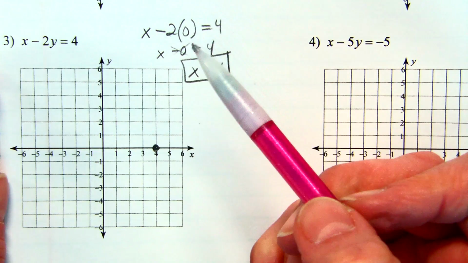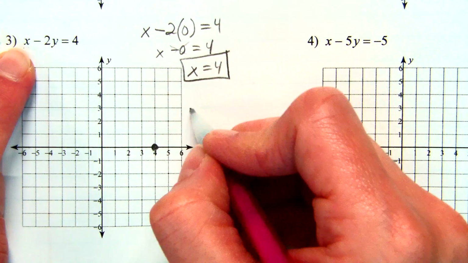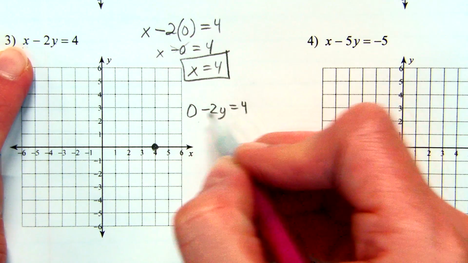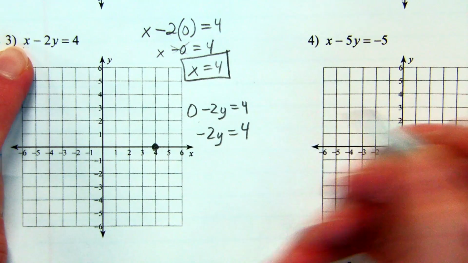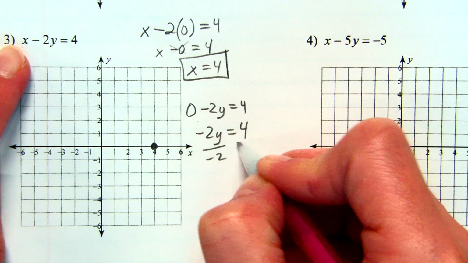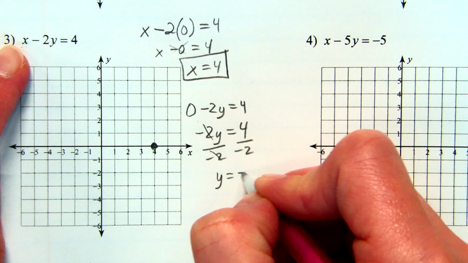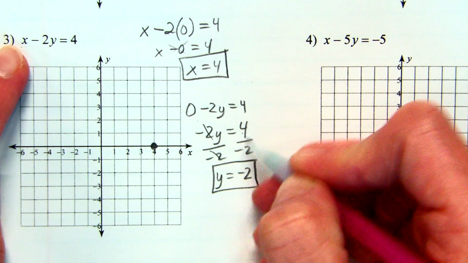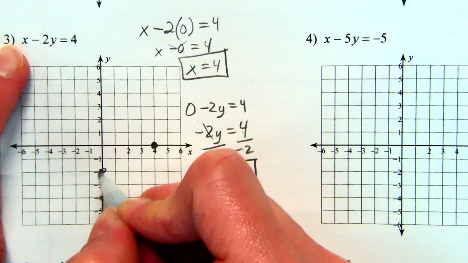Then I can do the same thing by putting 0 in for x. So where that x is, I'll put in a 0. 0 minus 2y equals 4. So that 0 part just goes away. Negative 2y equals 4. And then I still have to solve for y. So we divide by negative 2. Good job. That cancels this out. We get y equals negative 2. So when you have a positive divided by a negative or negative divided by positive, your answer comes out negative. So y equals negative 2 is down here.